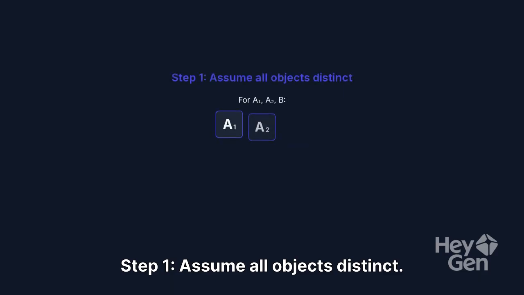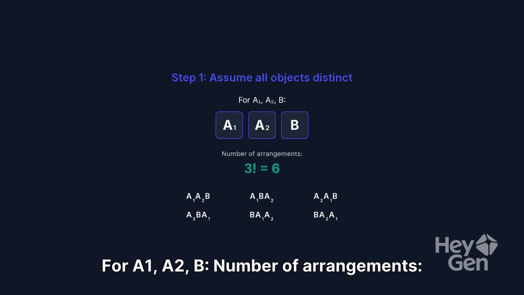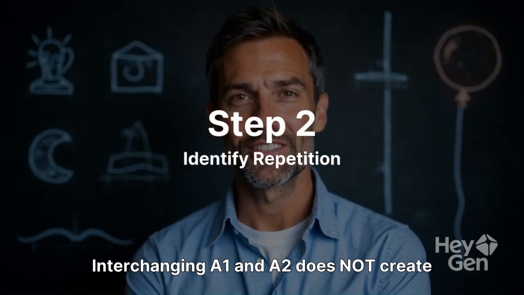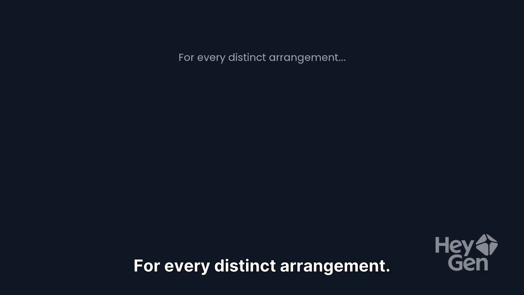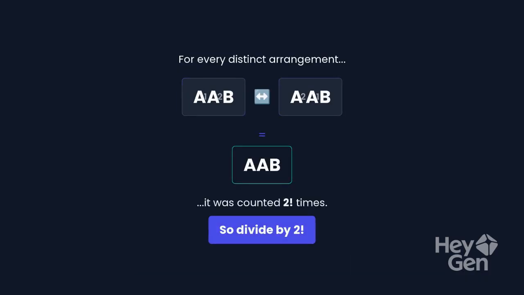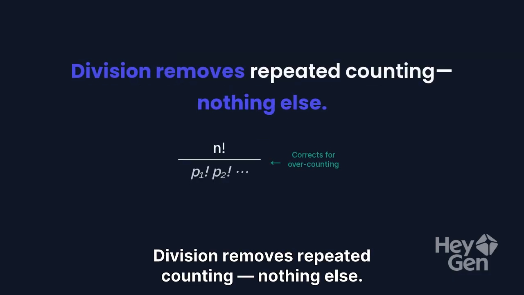Step 1. Assume all objects distinct. For A1, A2, B, the number of arrangements is 3 factorial, which equals 6. Interchanging A1 and A2 does not create a new arrangement. For every distinct arrangement, it was counted 2 factorial times. So divide by 2 factorial. Division removes repeated counting, nothing else.